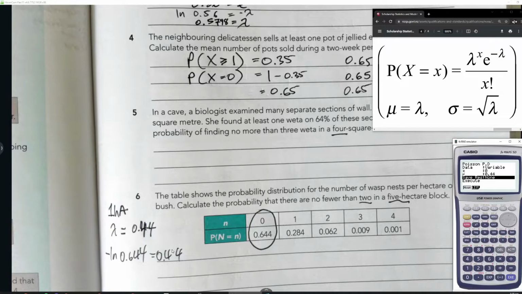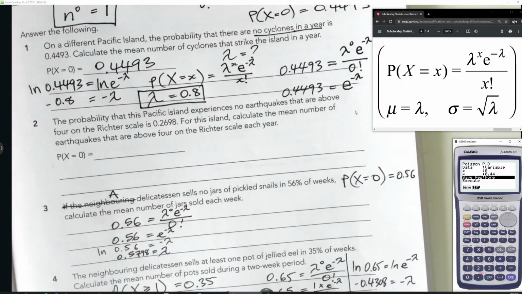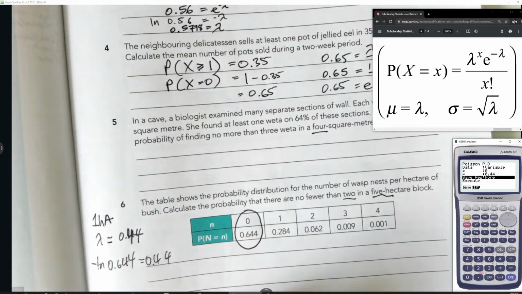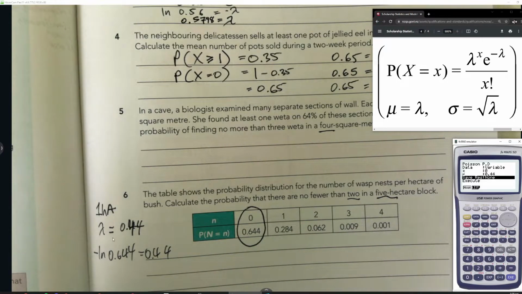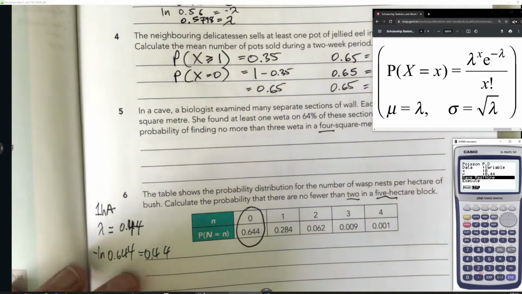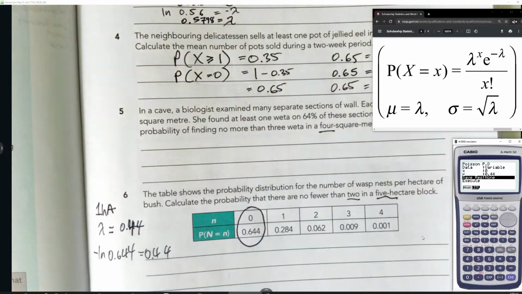You will get full marks for doing that. It's crazy, but you could either learn that maths and then you have a process, or you can just memorize the negative ln of whatever the probability x taking 0 is. Kind of a bit of a hack, but you go for it if you want.